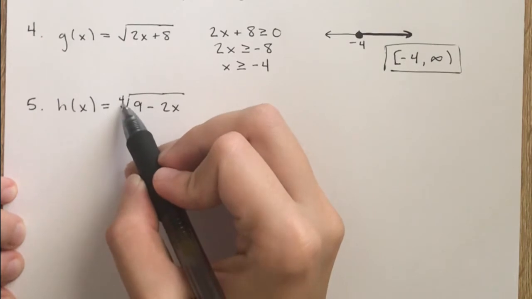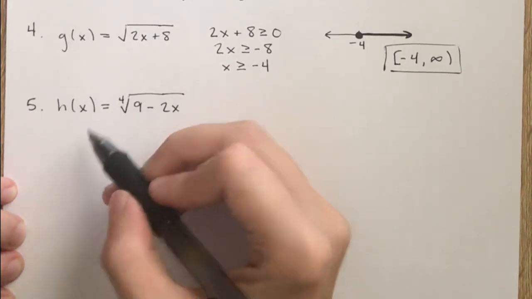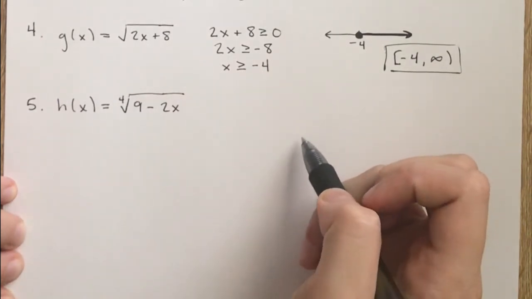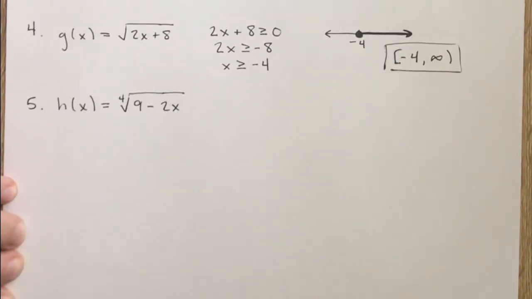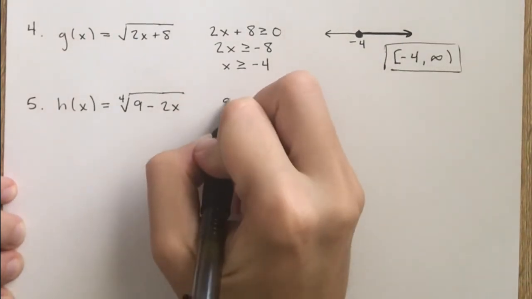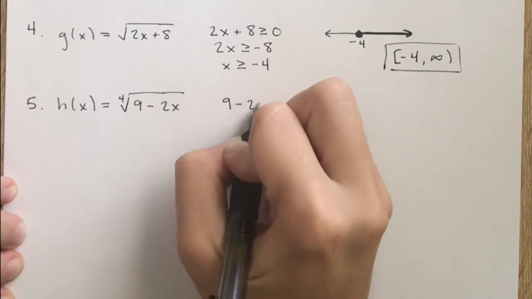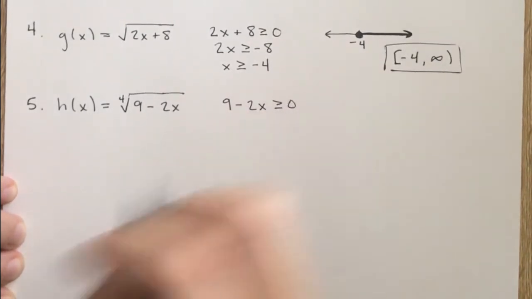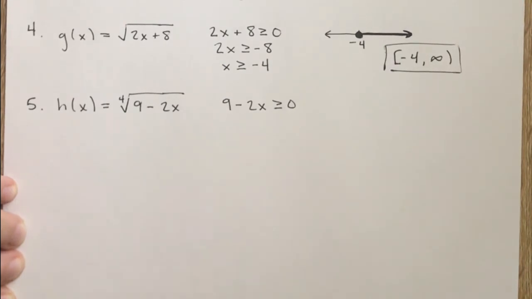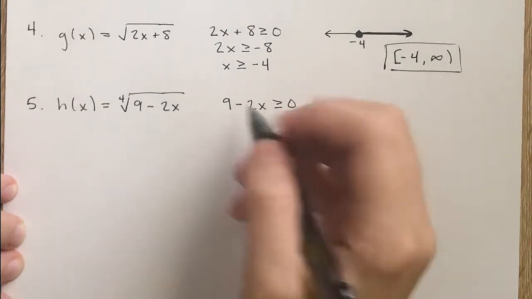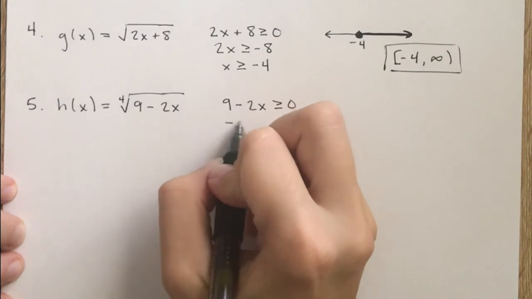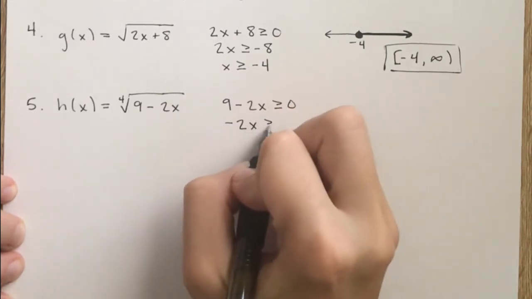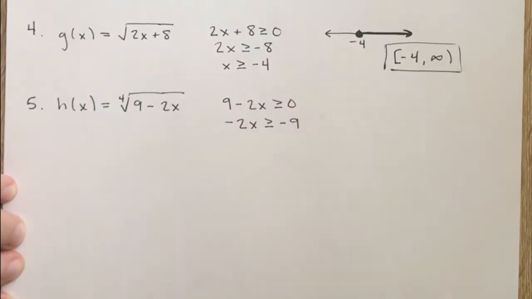This root is clearly even, so we do need to make sure that what's underneath is positive. So let's take that stuff, positive or 0. 0 is fine. Greater than or equal to 0. We can again subtract the 9. We've got negative 2x is greater than or equal to negative 9.